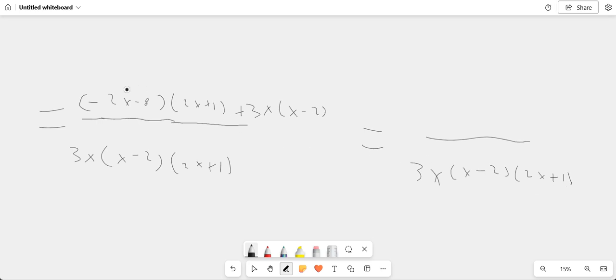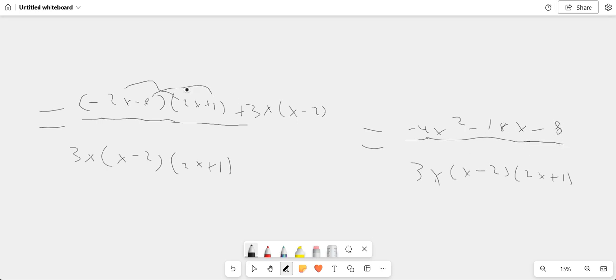And now obviously expand this. So minus 2x times 2x is minus 4x squared. And then obviously minus 2 times 1 is minus 2x. And then minus 8 times 2x is minus 16x. So that's minus 2 minus 16, that's obviously minus 18x. And then obviously you've got minus 8 times 1, that's minus 8.